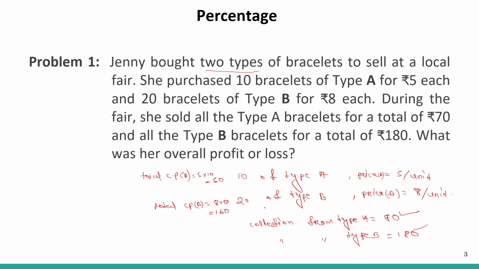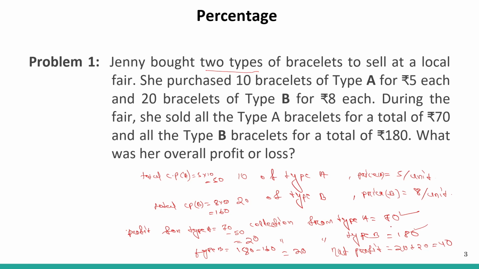So what we need to find is her overall profit or loss. The profit for type A is 70 minus 50, which is equal to 20. And for type B, 180 minus 160, that is also equal to 20. So the net profit is 20 plus 20, which is equal to 40.